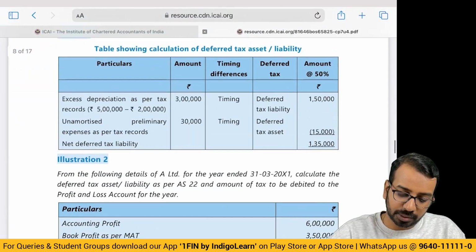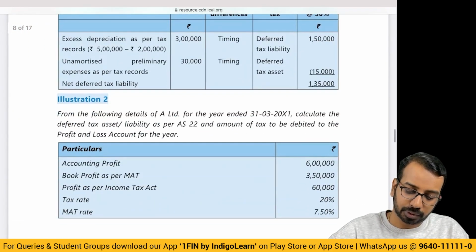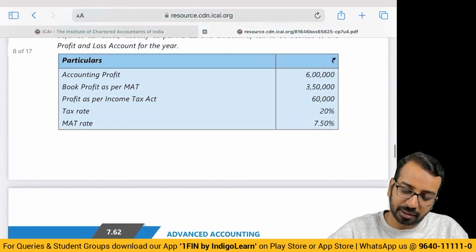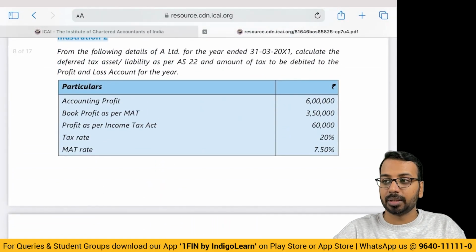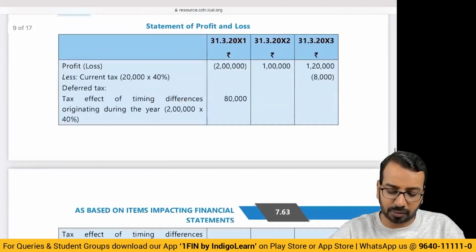So here also is a similar question, but again, they have said amount to be debited, it has to be on net amount basis. There is a conceptual error in the question itself.